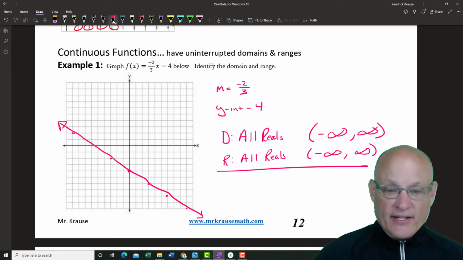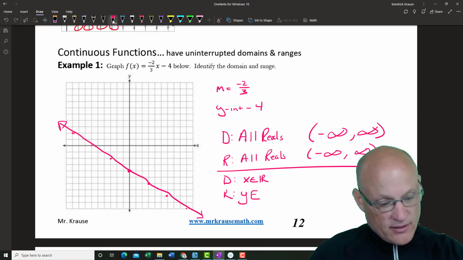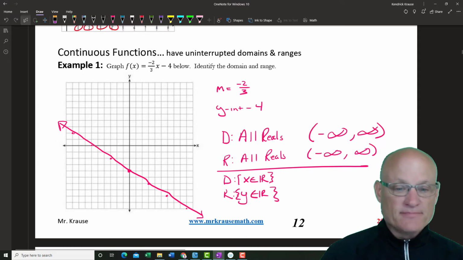Now, we're going to get a little fancy at some point. We're going to say domain is that you could also say X is in the set of all reals. And then range, you would say Y is in the set. Oops, that's not in the set. It's just a weird looking E. In the set of all reals. And usually we would put that in curly brackets. All right, I'll show you on the next page.